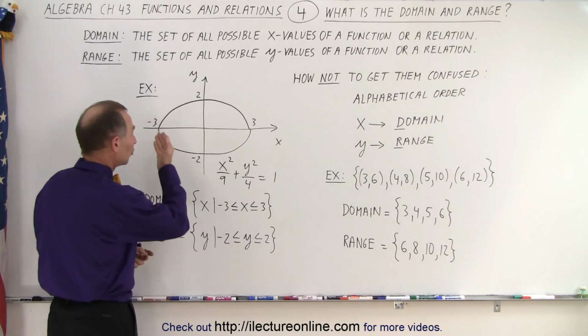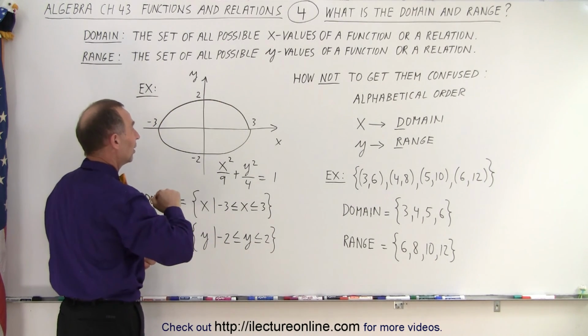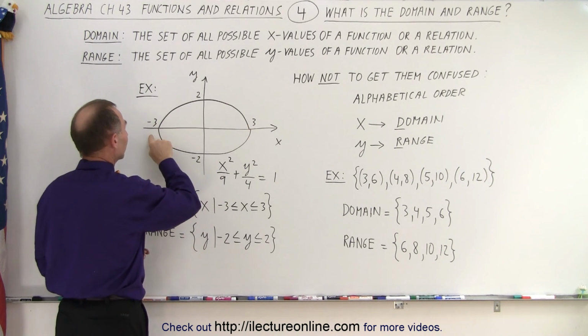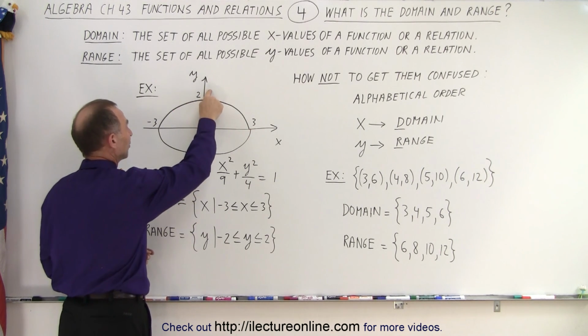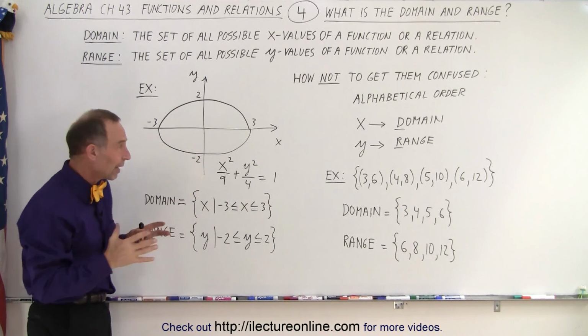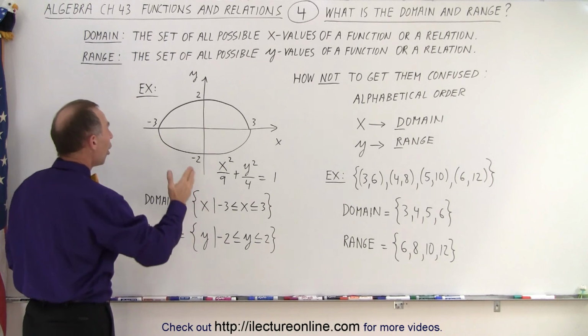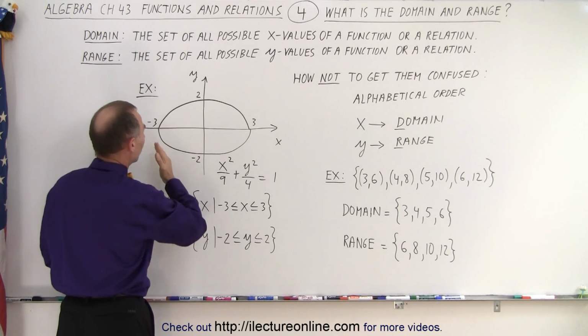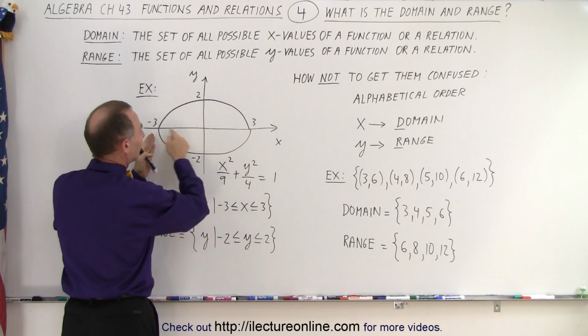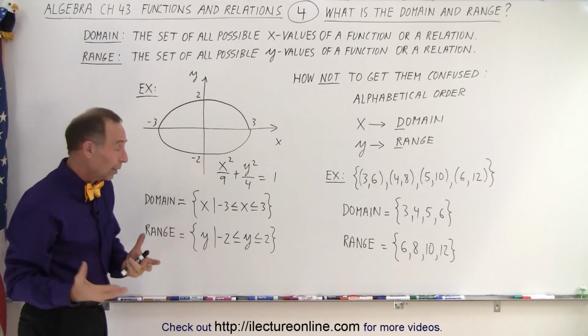Now, if we have a relation like this, an ellipse that has boundary values from x equals positive 3 to x equals negative 3, and for y positive 2 to y negative 2, you can easily figure out the domain and the range. All the possible values for x are any values starting at negative 3, going all the way to positive 3, and everything in between. The way to write that would be as follows.